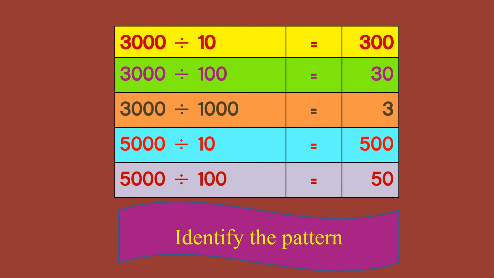5000 divided by 10. For 10 I have got 1 zero. So from 5000 I'm going to omit a 0. So you can get the answer as 500.